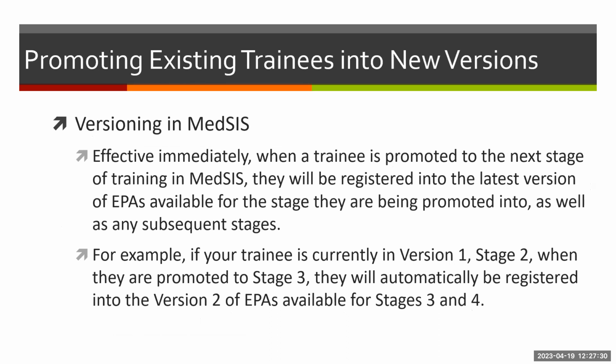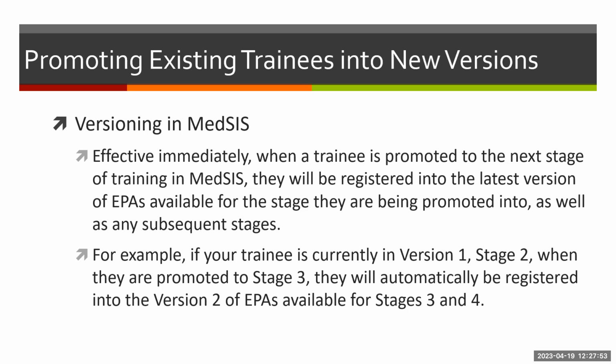So first, I'm just going to go over promoting existing trainees. These are trainees that are currently active in your program that are on maybe version 1, for example, and your program is transitioning to version 2. So effective immediately, when a trainee is promoted to the next stage of training in MedSIS, they'll be registered into the latest version of EPAs available for that stage, as well as any subsequent stages.